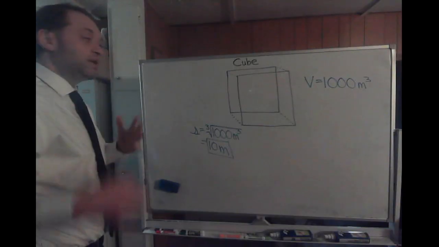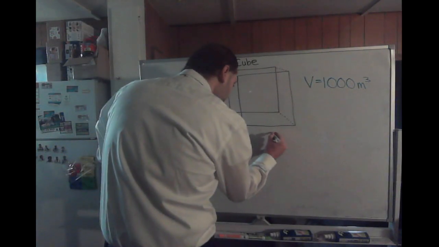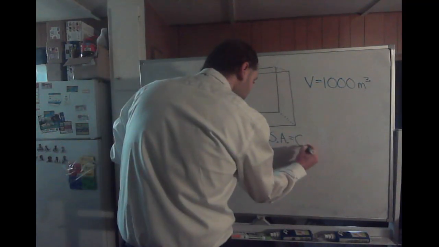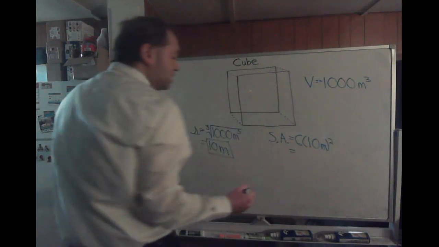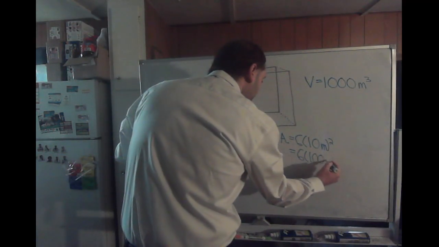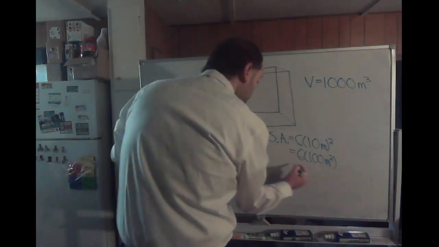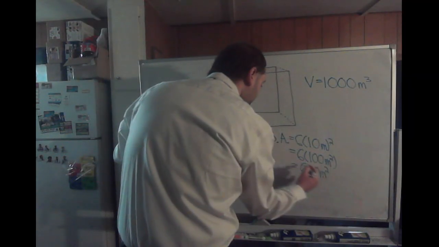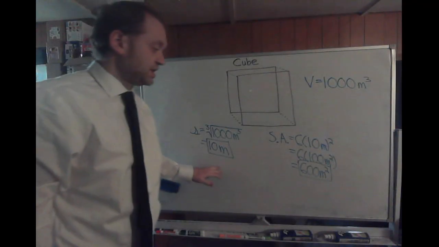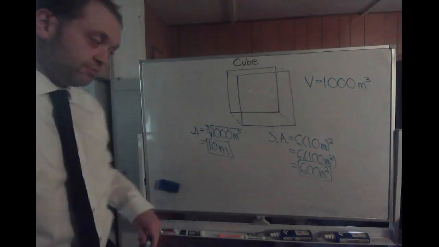Now that we know a side, we can find the surface area. So the surface area, of course, is equal to 6 times the length of the side, which in this case is 10 meters, raised to the second power, which then would give you 6 times 100 meters squared, which would give you a surface area of 600 meters squared. So you find a side to be 10 meters, and then the surface area would end up being 600 meters squared.